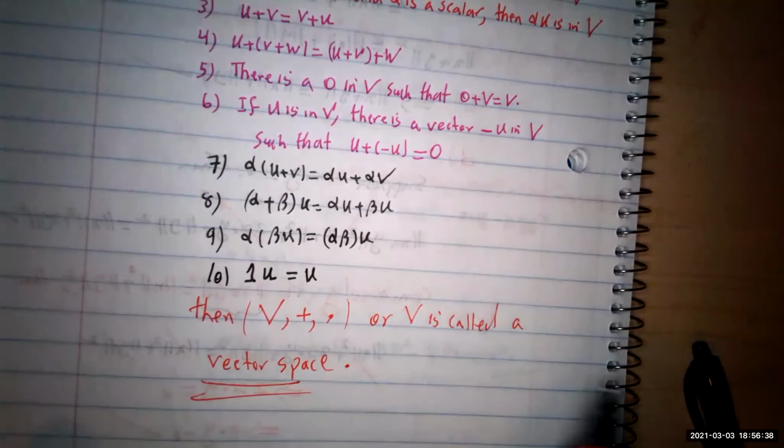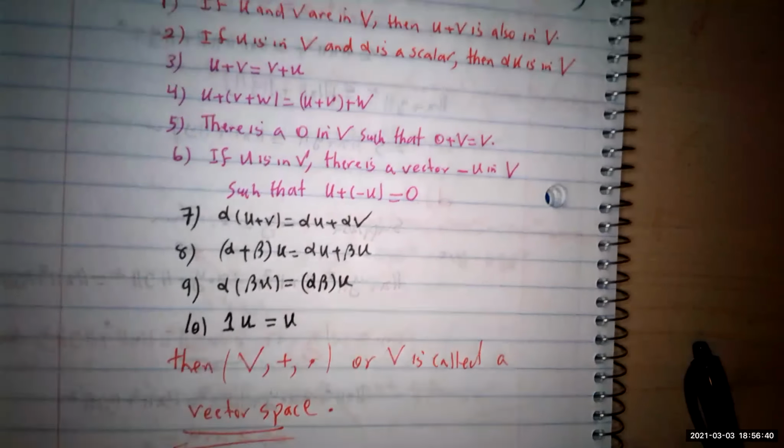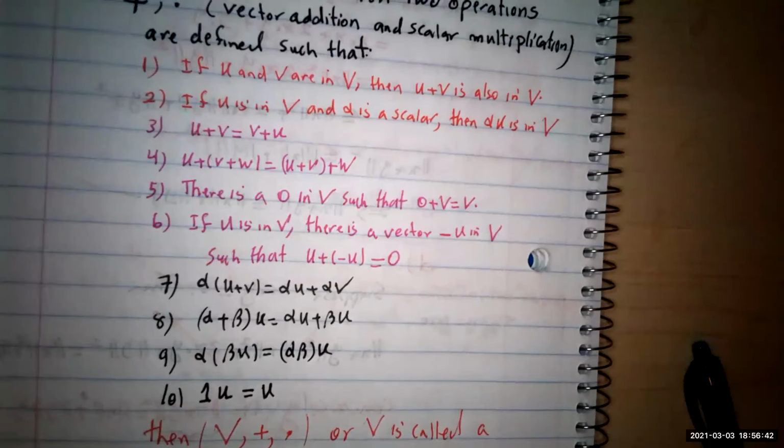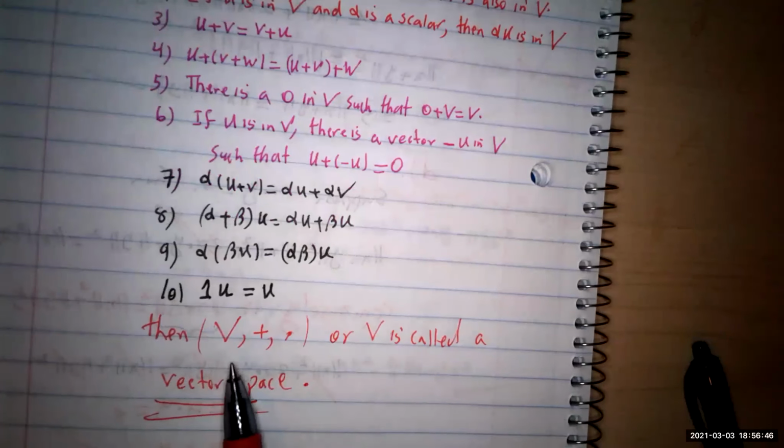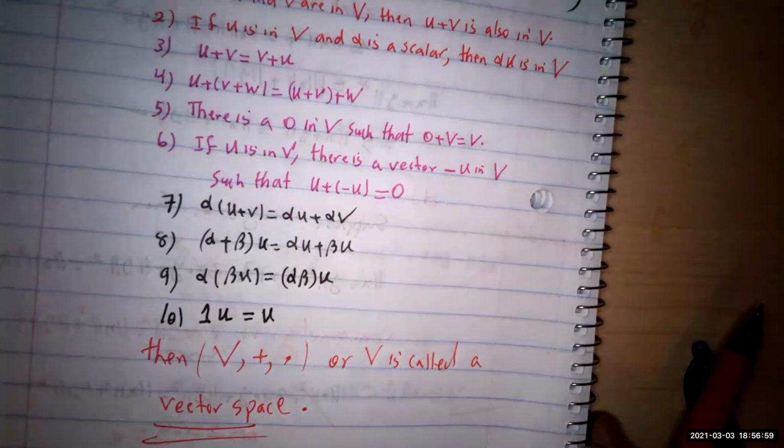So that's going to be the case that we are going to have. The vector space would consist of two parts. One part is a collection of objects. The other part is the operation. You must be able to define two operations on it: addition and scalar multiplication, with something natural.